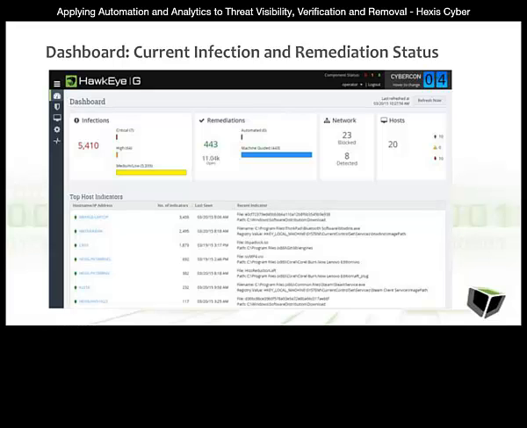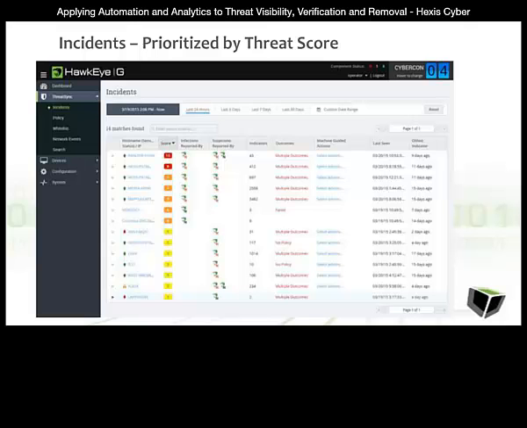The incidents page: we use STIX terminology to define the objects in our product: events, observables, indicators, and incidents. The incidents page in HawkEye G is prioritized and aggregated by threat score. We developed a threat score model as part of a new function that we call ThreatSync. ThreatSync normalizes and fuses endpoint events, observables and indicators, network events and indicators, and third-party events into an aggregated device score based on what the threat actor is doing on the platform.